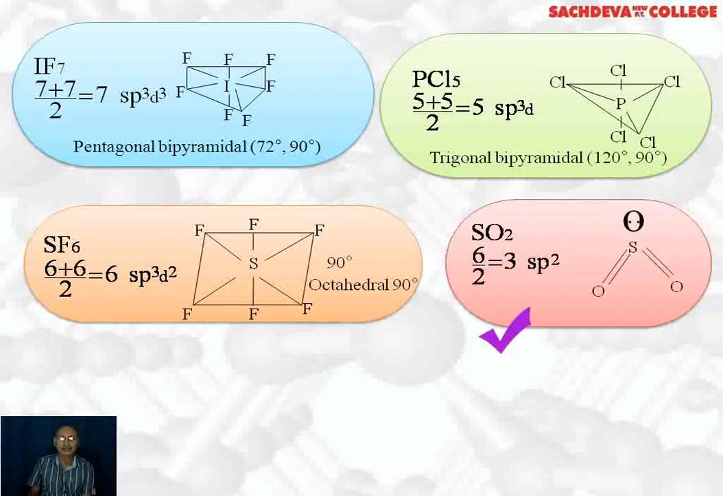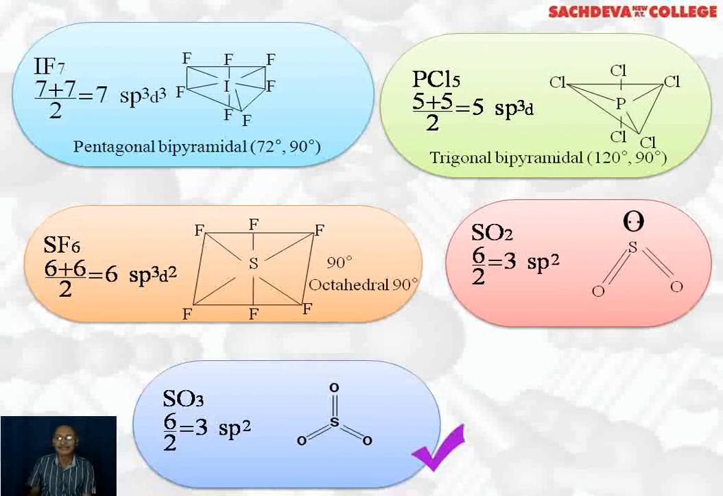SO2: valence electrons of sulfur 6. Surrounding atom oxygen we don't take. Divide by 2, 3. 3 means sp2. Sulfur dioxide is a bent molecule with one lone pair of electrons, and one double bond between sulfur and oxygen, which is called a p-pi p-pi bond. The other bond is called a p-pi d-pi bond because the d orbital of sulfur and the p orbital of oxygen are involved. It has a net dipole moment because it is a bent molecule.